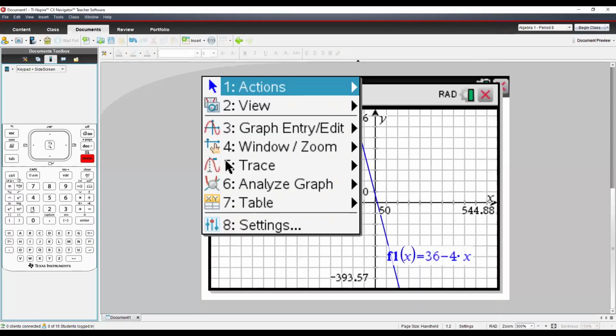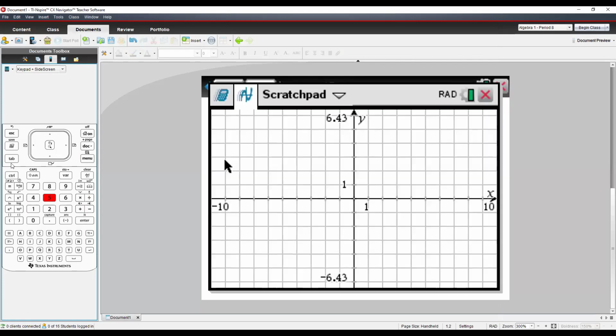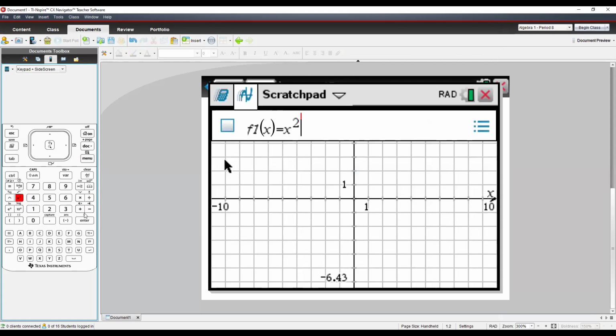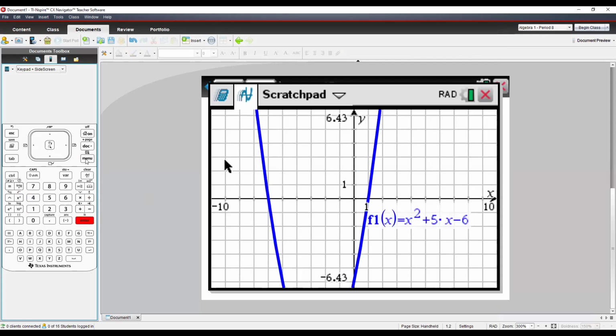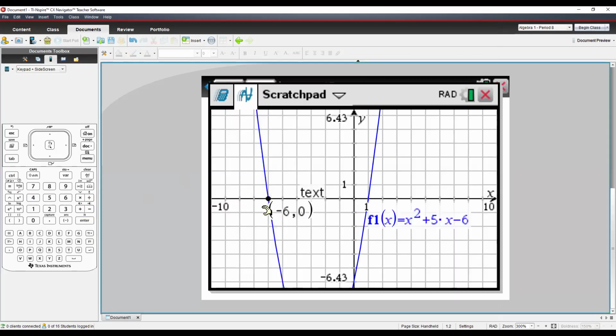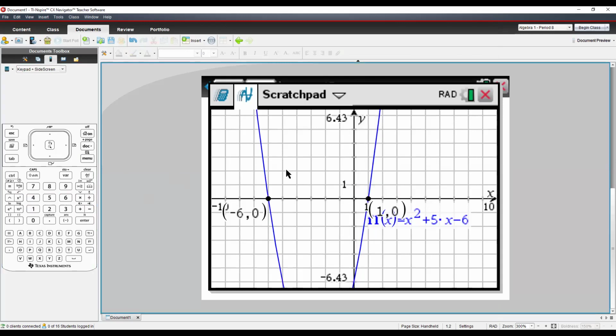I'm going to go menu 14. Let me get rid of this. Menu 45, set it back. Now, I'm going to enter that equation. It's basically x squared plus 5x minus 6. Now, I'm going to find the zeros. Menu 6, and then 1 for 0. So there's one of the zeros. And then I'm going to do menu 6, 1 again, and that's going to give me the other 0. So that's the confirmation.